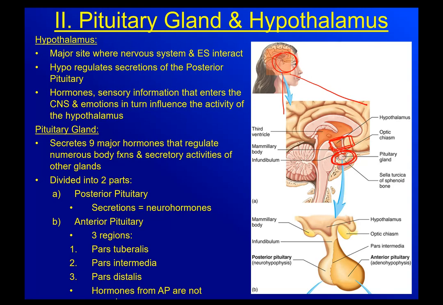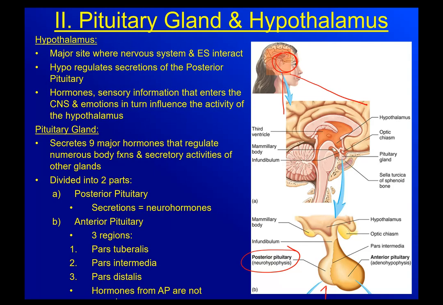If you think back to the parts of the skull, that sella turcica that looked like a saddle the little monito could sit in, that actually is where your pituitary sits. Okay, so the hypothalamus is kind of your major integration site between your nervous system and your endocrine system. So this is where they majorly interact. The hypothalamus regulates secretions also of the posterior pituitary.